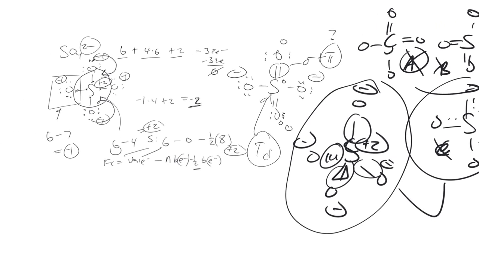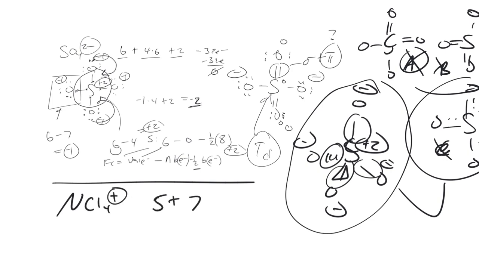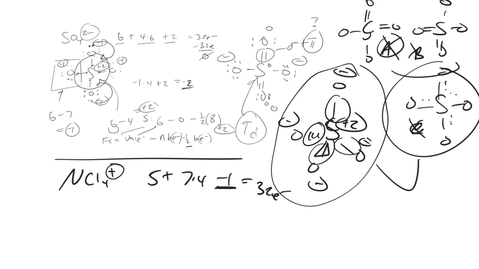I deviated a little, but just as a reminder after this structure, to look at something like NCl4 plus, where we have to take charge away. So 5 plus 7 times 4 minus 1 for that charge. And so that gives us a total of 32 electrons as well. So a very similar Lewis structure with the central nitrogen and 4 chlorines. On the chlorine atoms, that's all 32 electrons. 32 minus 32.